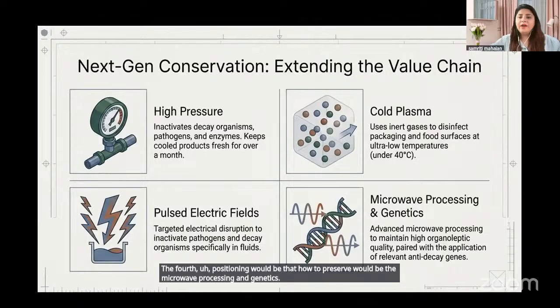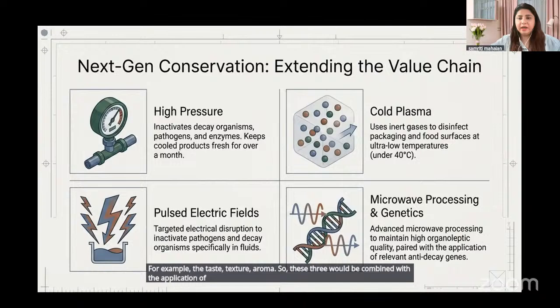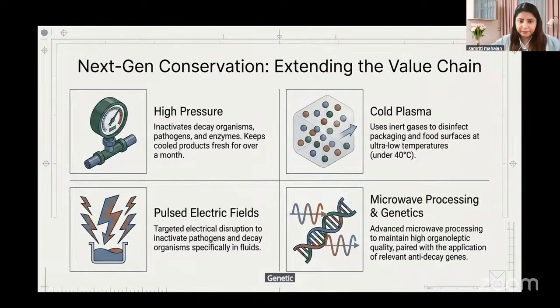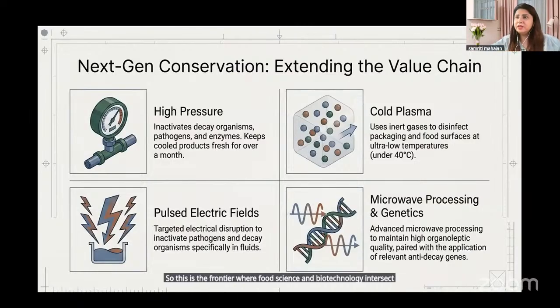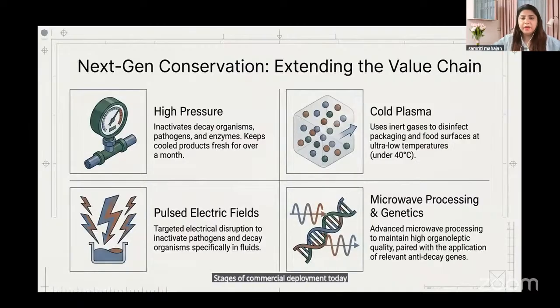In this, the advanced microwave processing to maintain the organoleptic quality that we need to see, for example, the taste, texture, aroma. So these three would be combined with the application of an anti-decay genetic modification. So this is the frontier where food science and biotechnology intersect together. These are not only theoretical, we would say, but they are at various stages of commercial deployment today. So that we need to know.